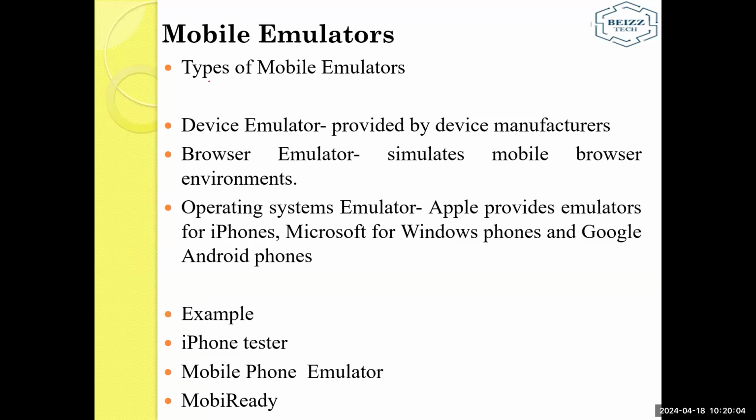Again, guys, let's see the different types of emulators. Device emulators are there. Browser emulators are there. Operating system emulators are there. Some examples in terms of operating systems: Microsoft provides one for Windows phones, and Google provides one for Android phones. Examples of emulators are given here: iPhone tester, mobile phone emulator, MobiReady, and even Android Studio, where you can create whatever emulator you need. These are examples of different emulators.